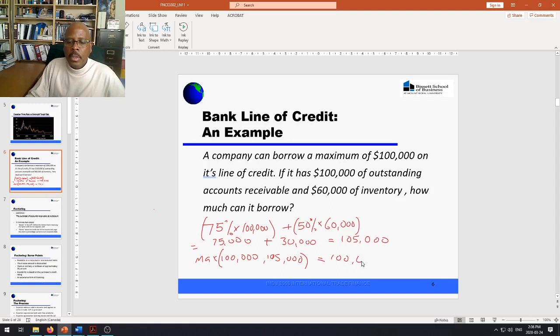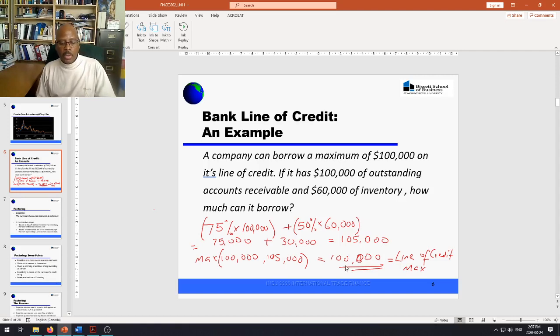So 100,000 is the line of credit maximum. And that's how you would calculate that. Because 105,000 exceeds the maximum of 100,000, the maximum becomes how much you can borrow. So the most you can draw down in any given period would be 100,000.